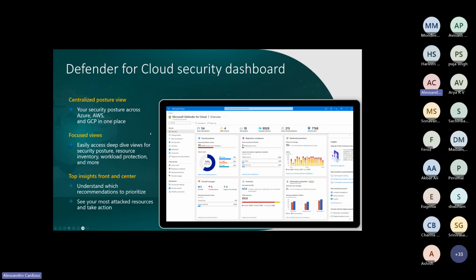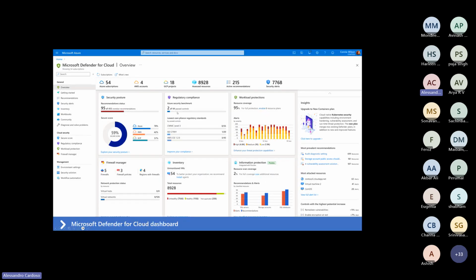I'll leave the PowerPoint for you to look at later. It's just some of the screens showing secure posture, workload protection.